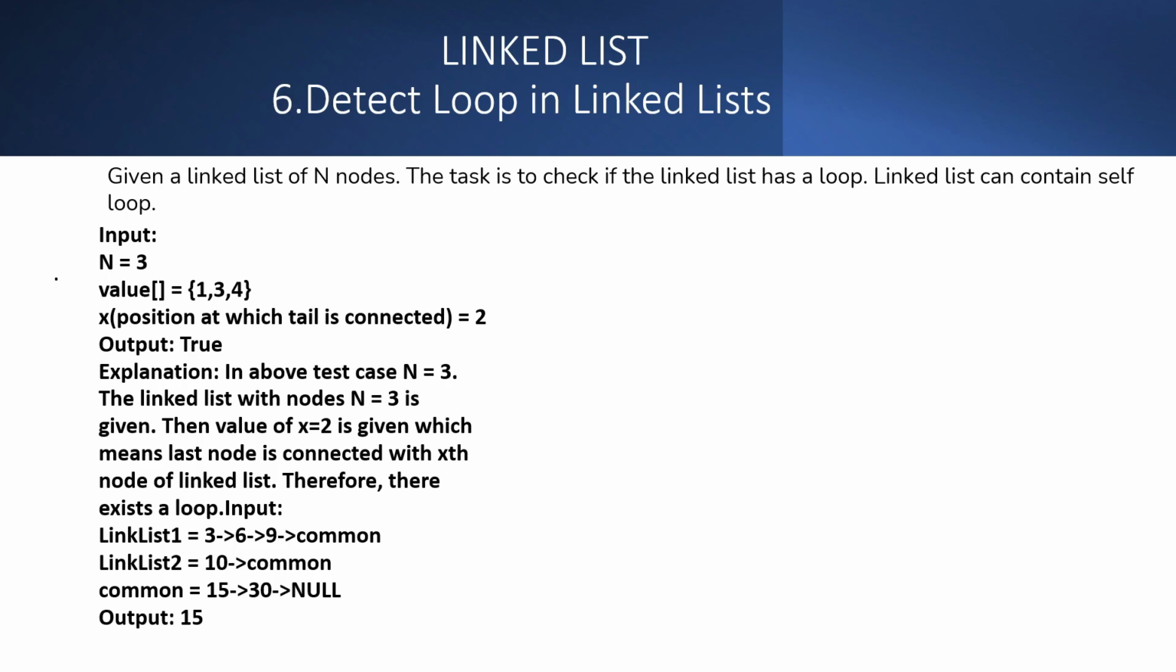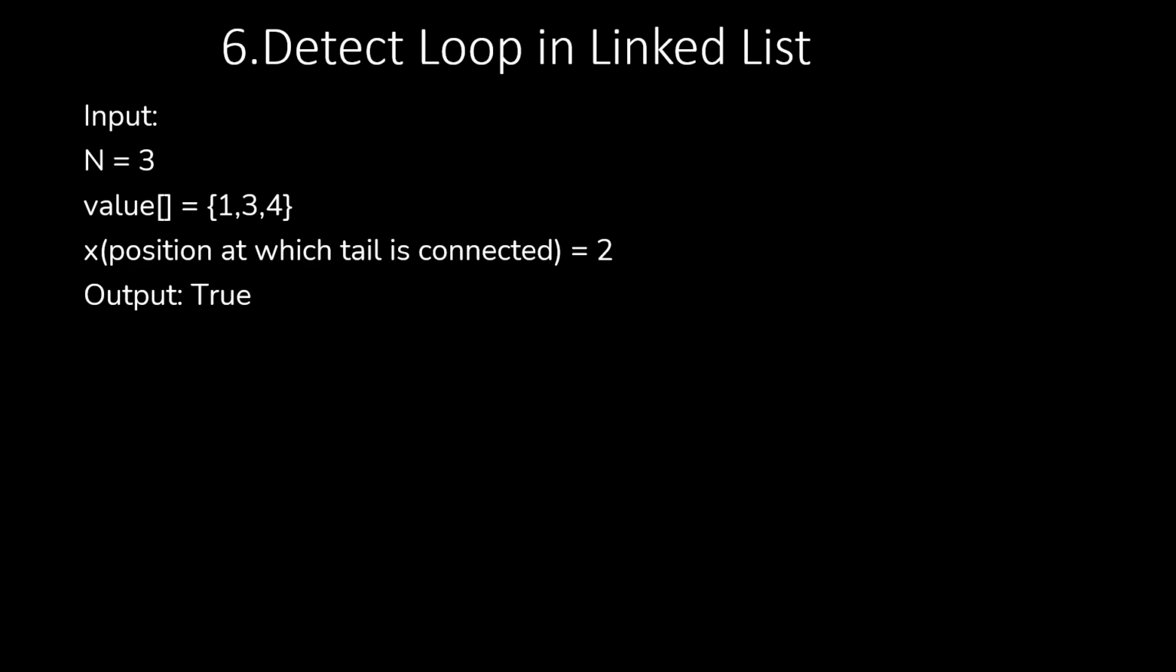Now let's move on to the approach part. Here we have one example given as n equal to 3, and the values are 1, 3, 4, which form a linked list. In the example, it says there is a loop at the second position of the linked list. Let's draw that linked list first: 1, 3, 4. Since there is a loop, this is how we represent it. Now we have a loop.